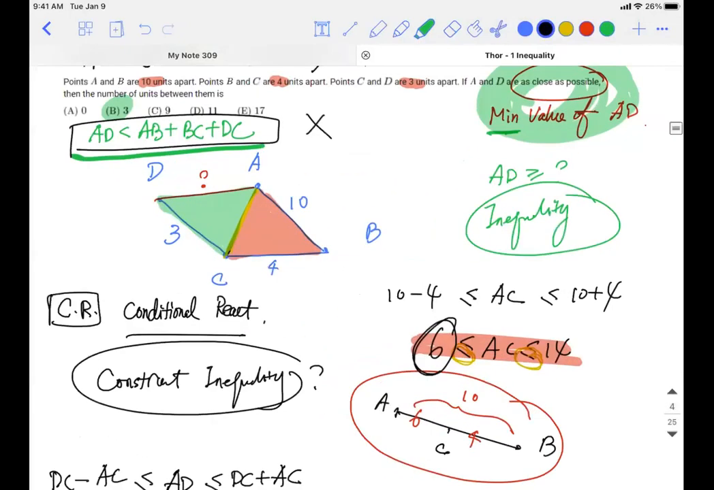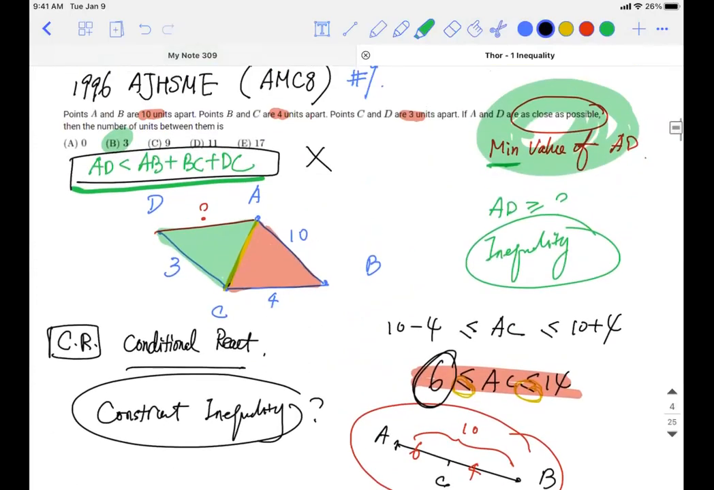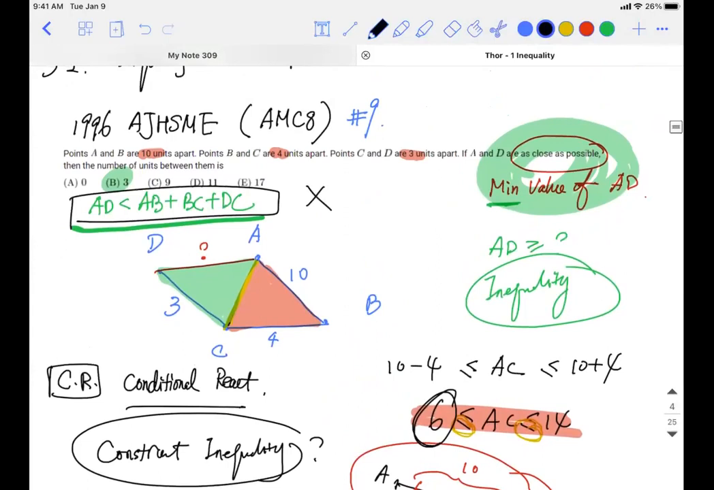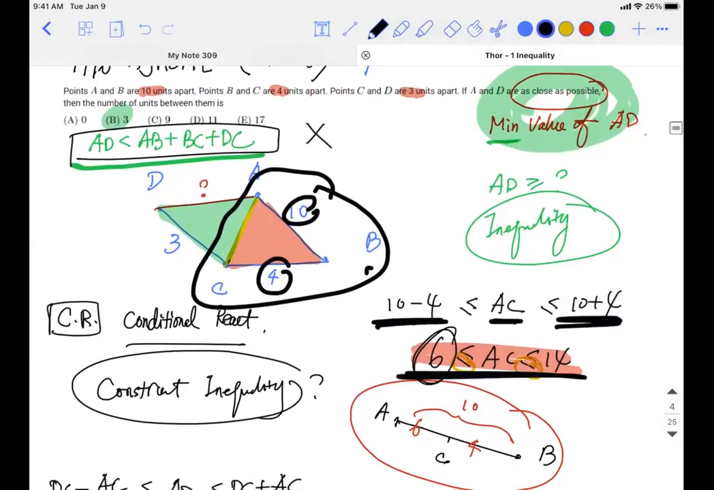Okay. Teacher, I have a question. Yep. About how do you get AC is equal to 6? It's here. Yep. I'm going to show you. I actually do my triangle inequality in the red triangle. AC is greater than the difference of the other two, 10 and 4, and lesser than the sum of the other two. So therefore, you have AC is greater than 6, lesser than 14.